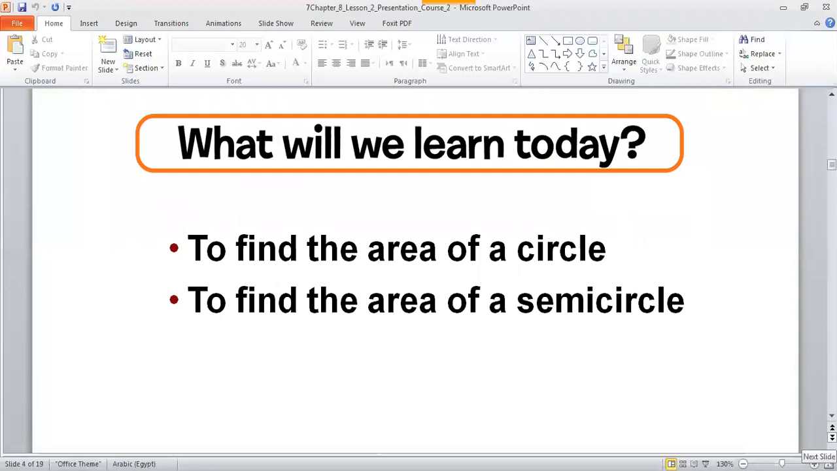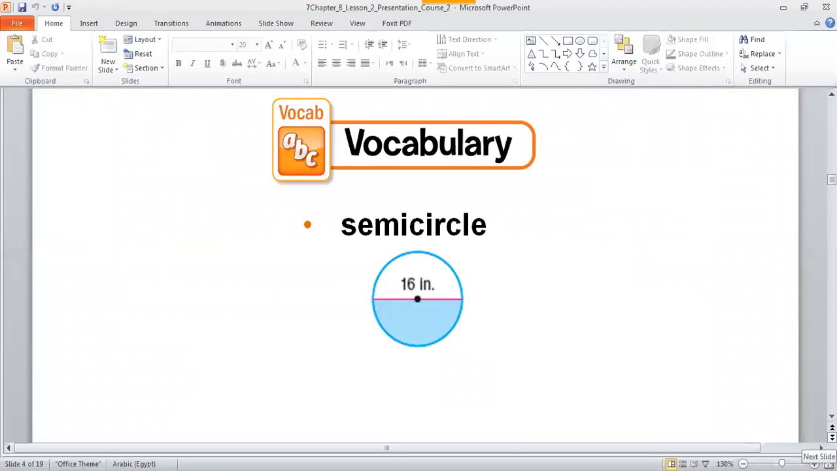To find the area of a circle, to find the area of a semicircle. Again, we will find what, Faisal? Semicircle and circle area. The new vocabulary of this lesson is semicircle. So semicircle means half circle, Faisal. So this part is equal half of the circle by this way.